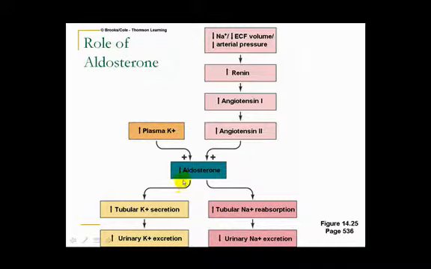Aldosterone will be stimulated to be produced if you have an increase in plasma potassium levels, and that would increase potassium secretion, and therefore you'd have higher amounts of potassium in your urine. The other thing is if you have low sodium or low blood pressure, so through the renin-angiotensin-aldosterone pathway, that would cause increased sodium reabsorption.